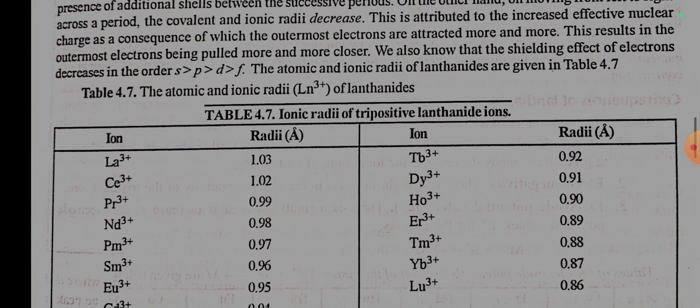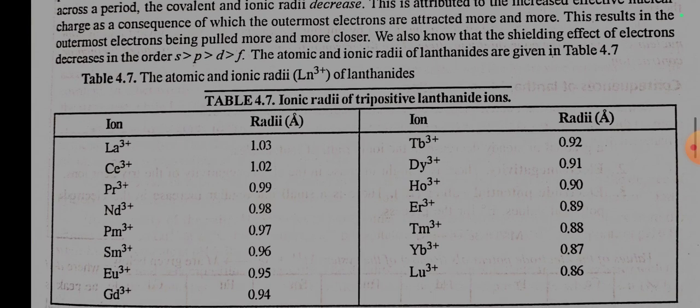We also know that the shielding effect of electrons decreases in the order s, then p, then d, and then f.